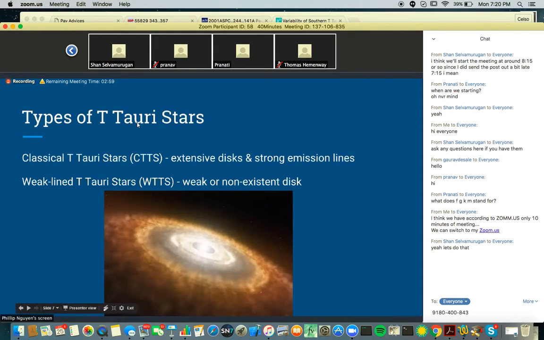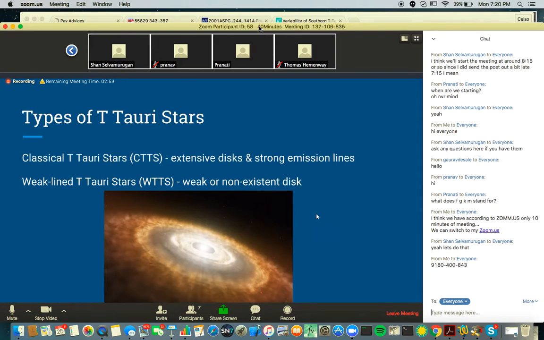There are two main types of T-Tauri stars: the classical T-Tauri stars and the weak-lined T-Tauri stars. Classical T-Tauri stars have extensive disks and strong emission lines. Weak-lined T-Tauri stars have a very weak or even non-existent disk. Weak-lined T-Tauri stars are particularly interesting because astronomers and scientists are able to look at the early stages of stellar evolution without any material blocking the view of the star.